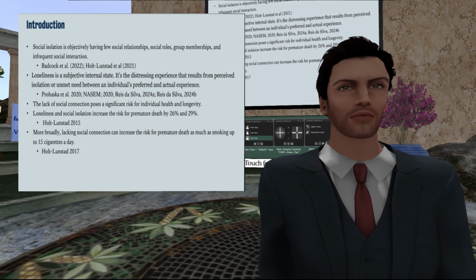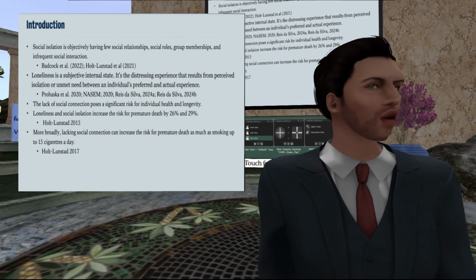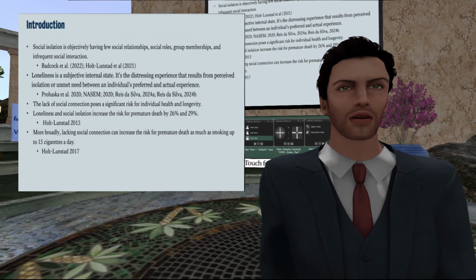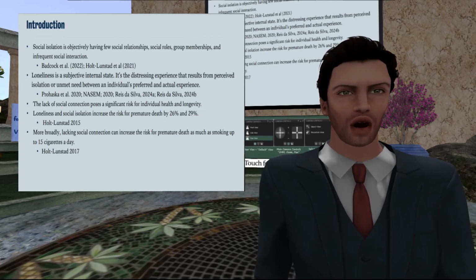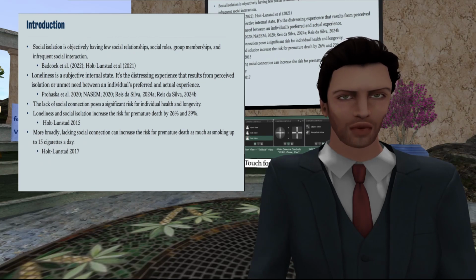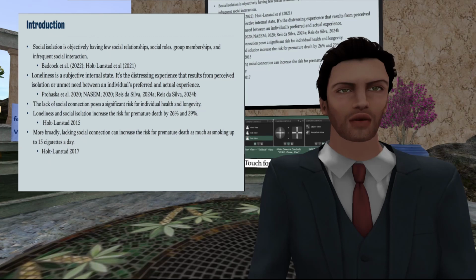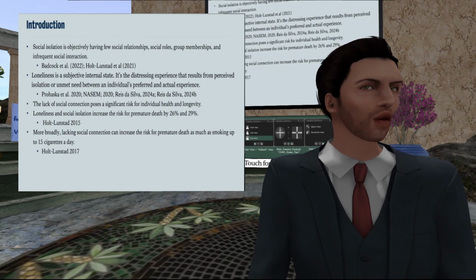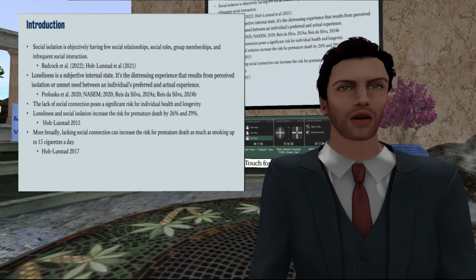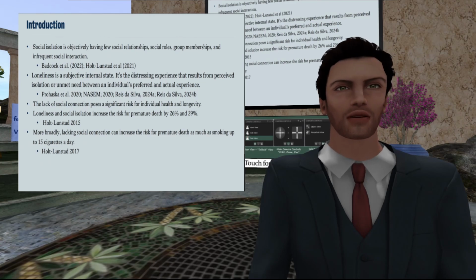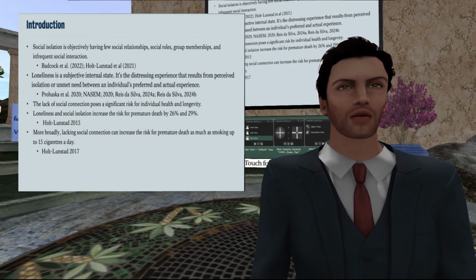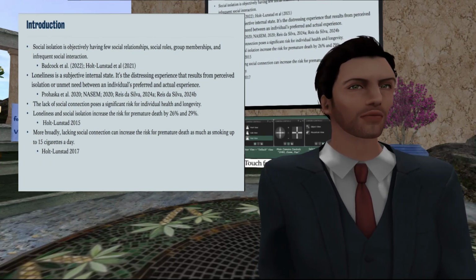And this is why I discuss the premature death of 26 to 29%, which is huge. We are talking here around 1 in 4 or 1 in 3 individuals. And if we go more broadly, and Holt-Lunstad studied this component a lot, it is the same as smoking 15 cigarettes. I don't know about you, but I was shocked to see that statistic.